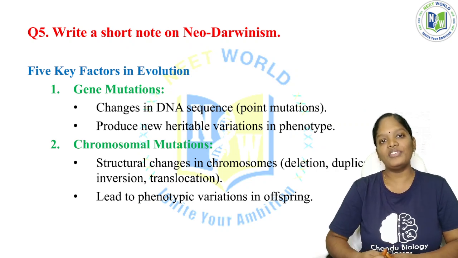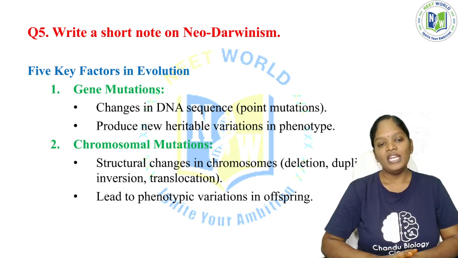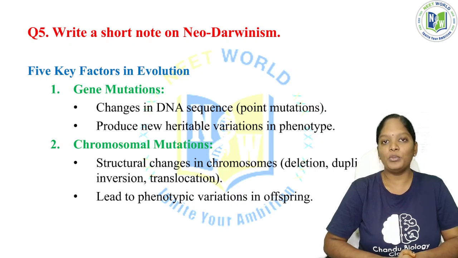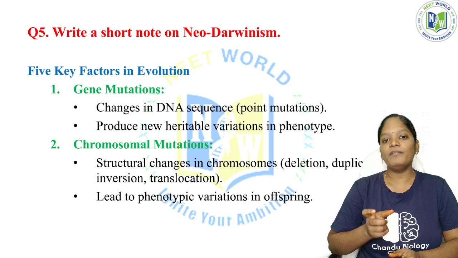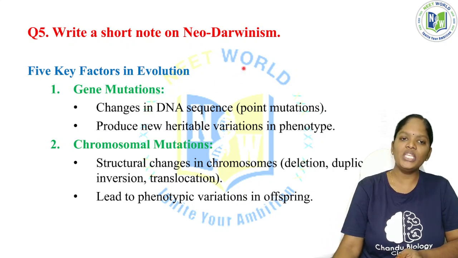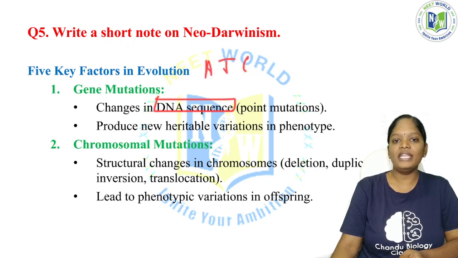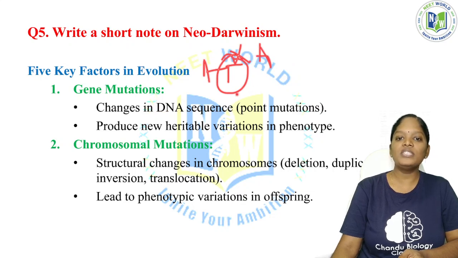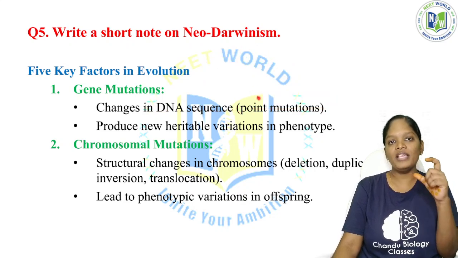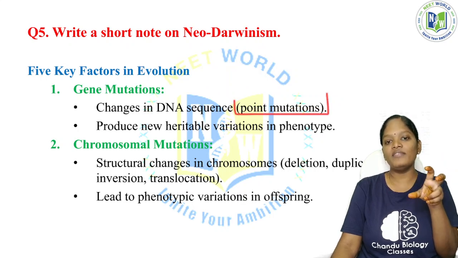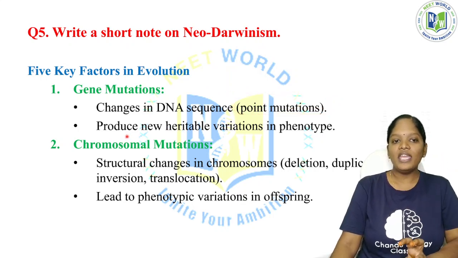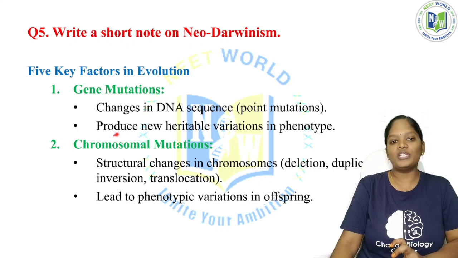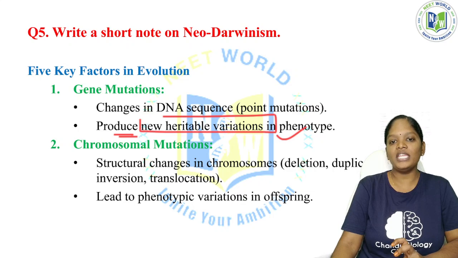We have 5 different salient features with respect to neo-Darwinism. The first one is gene mutation, because gene mutation is the main source for evolution. Gene mutation means there is a change in the DNA sequence. For example, we have ATGC, and here the T is replaced by another A. This is a point mutation, where a change occurs at one base. The effect of this point mutation is that it produces new heritable variation in the phenotype.